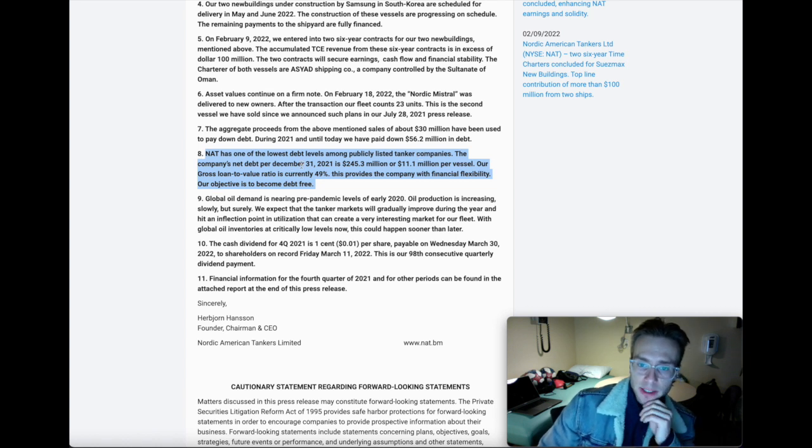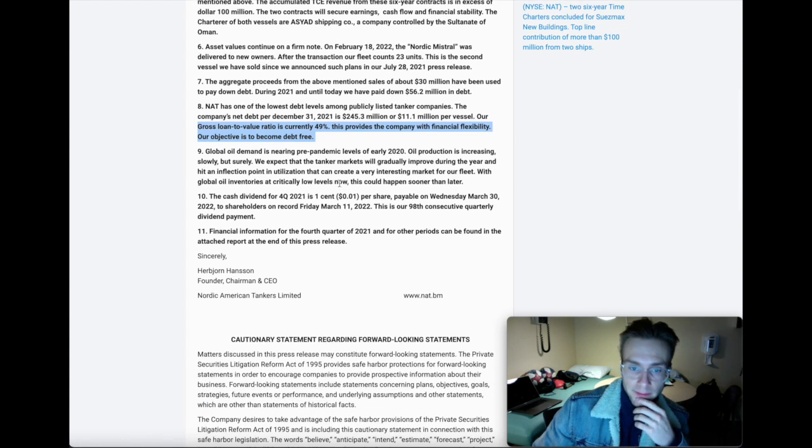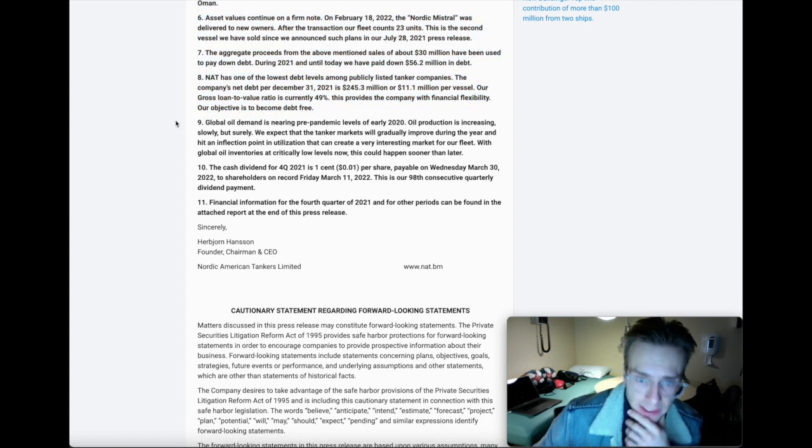The company's net debt for December 31st is $245.3 million, or $11.1 million per vessel. And I guess that's pretty good. "Our gross loan-to-value ratio is currently 49%. This provides the company with financial flexibility." So that's about half loan to value. Let's say for every $2 that they have in asset value, they owe $1 to the bank in terms of loan. "Our objective is to become debt free." Yeah, right. I don't know if that's going to happen.